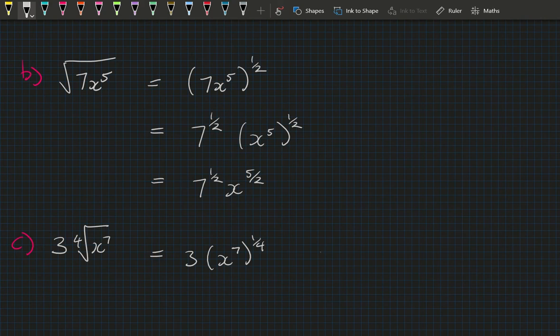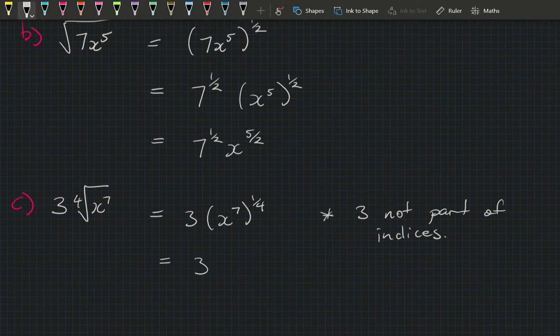Alright, and as I said, we're not touching the 3 because it's not part of the indices. The only thing we've got left to do is multiply the 7 by a quarter. So we've got 3 times x to the 7 on 4. Hopefully you can see the difference there, how we use the 7 when it's inside the root compared to the 3 that was sitting outside of the root.